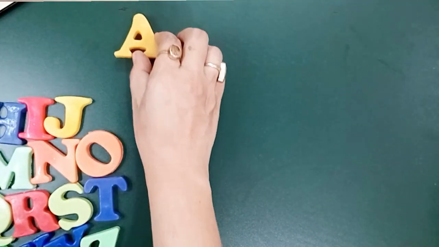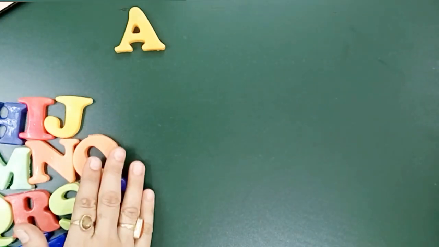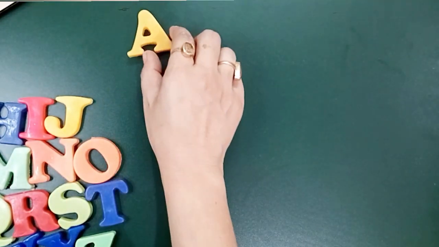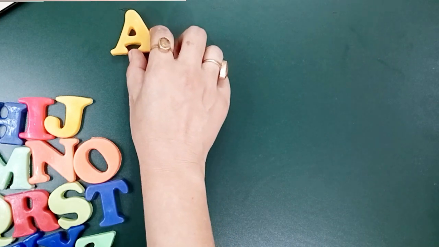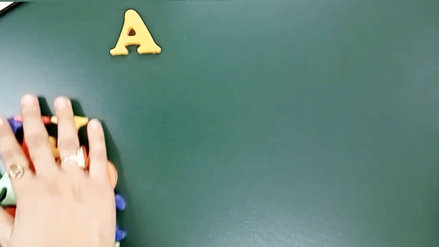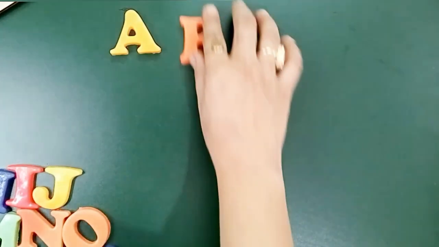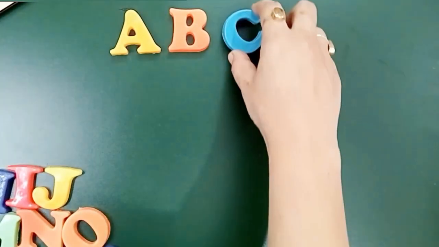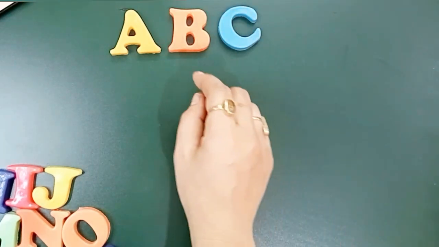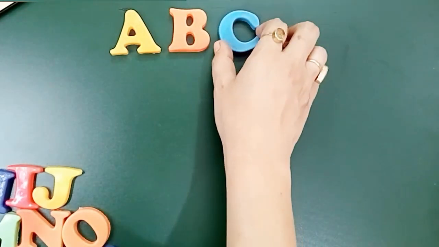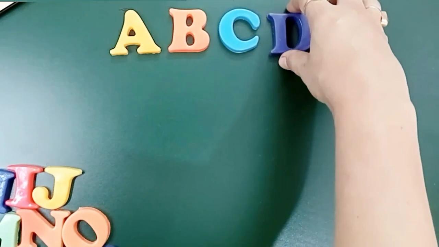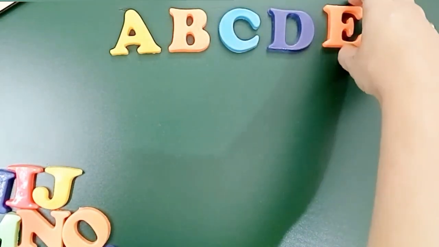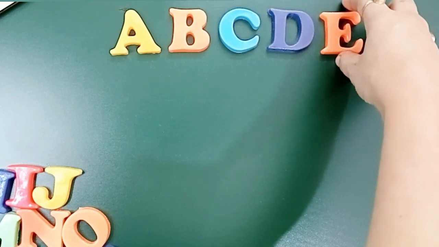This is A. A for apple. B. B for bird. C. C for car. D. D for dog. E. E for elephant.